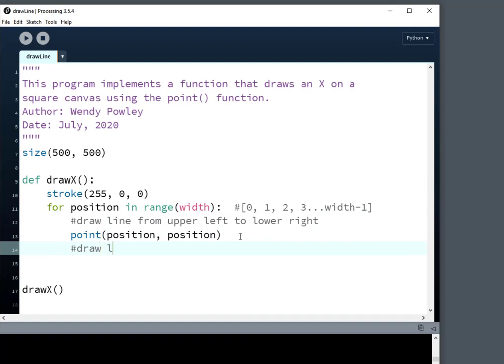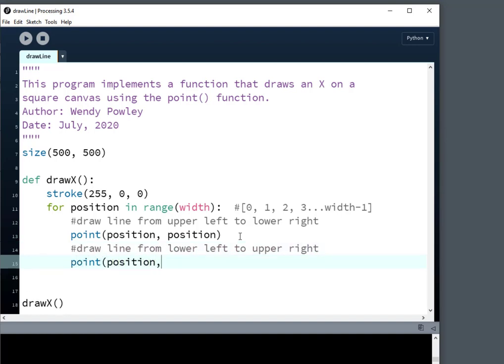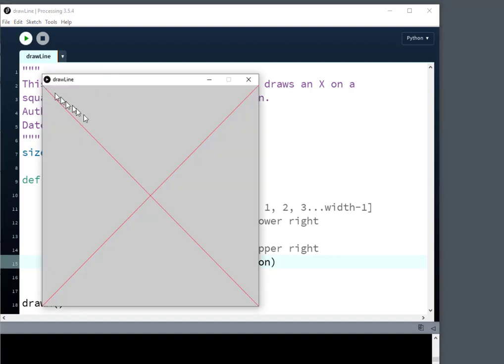Then I'm going to draw my line from lower left to upper right with the next line, which is going to be point, position, which is going to be my x value, and then height minus 1 minus position. And let's see what happens when I draw this. So you'll see that it draws the x on the screen.